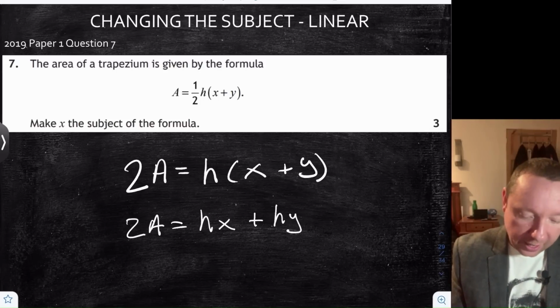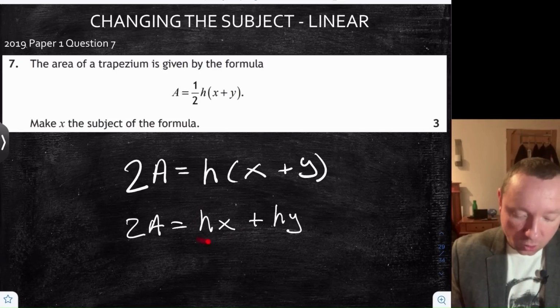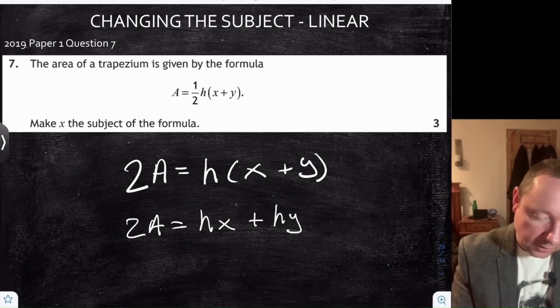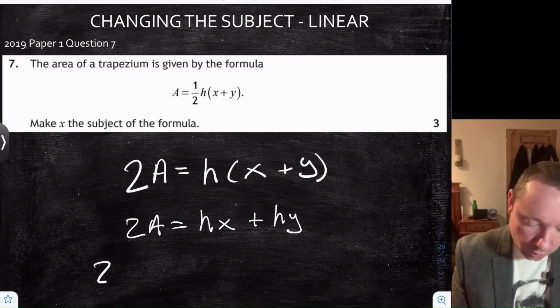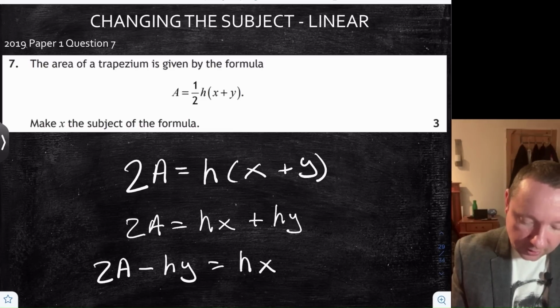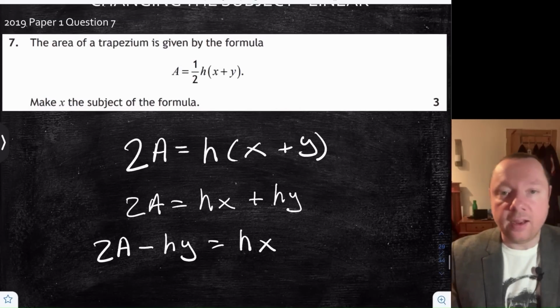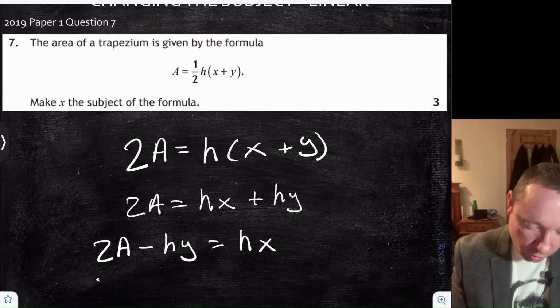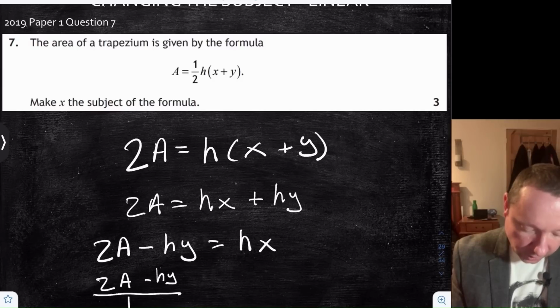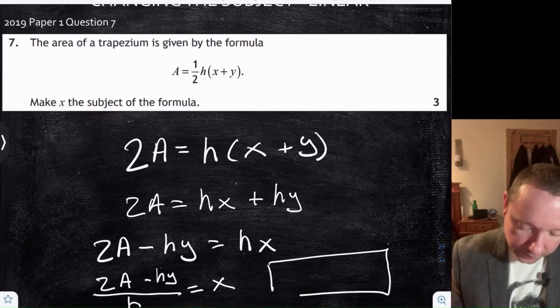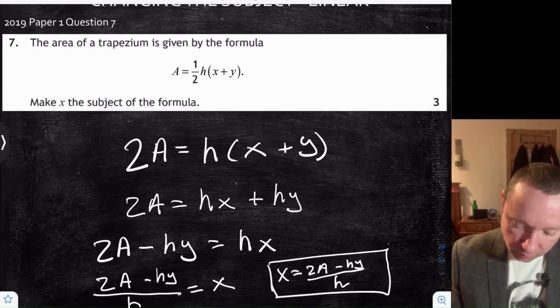And we have to make x the subject. So the goal is anything with x gets left on its own. So I need to move this to the left-hand side. So I've got 2a minus hy equals hx. And I want x on its own, so I need to divide through by h. So 2a minus hy all divided by h equals x. Or you can write it the other way. X equals 2a minus hy all over h would be fine as well.